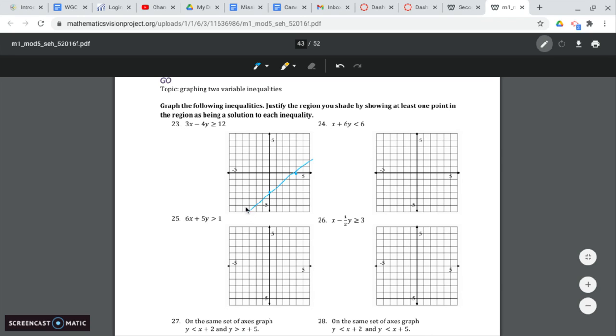So there's our line. Now we need to figure out which side is shaded. Well, if we plug in 0 here, that all turns to 0. Is 0 greater than 12? So 3 times 0 minus 4 times 0 greater than or equal to 12. 0 greater than or equal to 12? No. So we shade down here. So be careful with your shadings and what kind of line you have, okay?